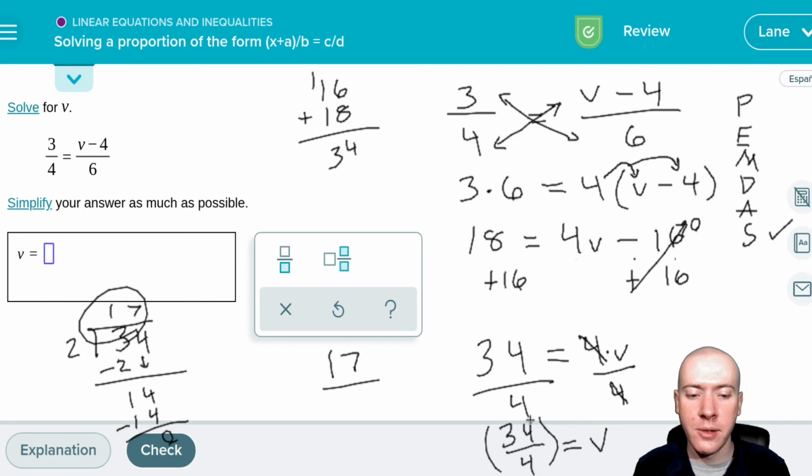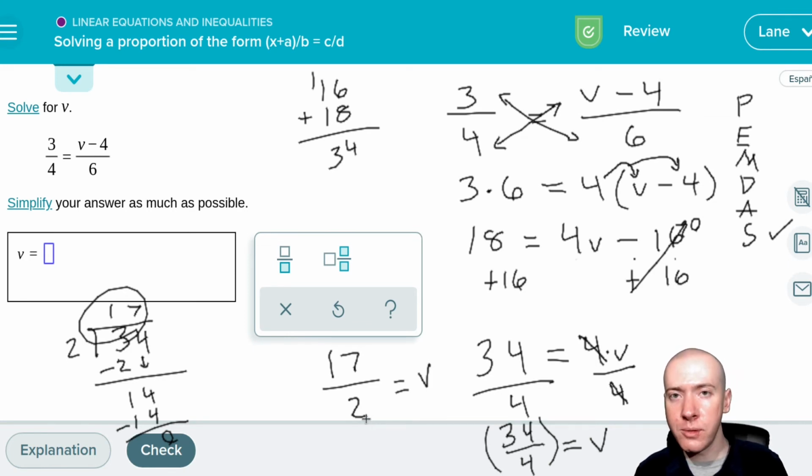In the denominator, we have 4, right? So we divided the 34 by 2. We also need to divide the 4 by 2. And 4 divided by 2 is 2. So 17 over 2 is equal to 34 over 4, which is equal to v.